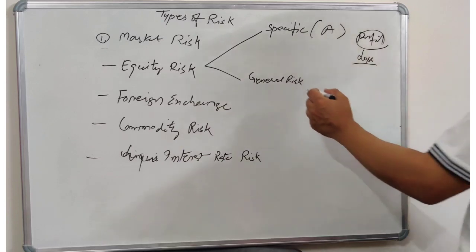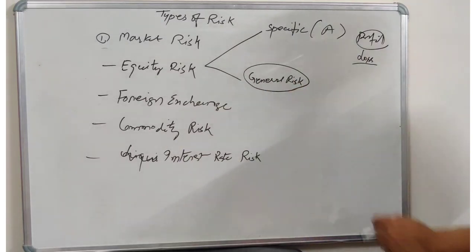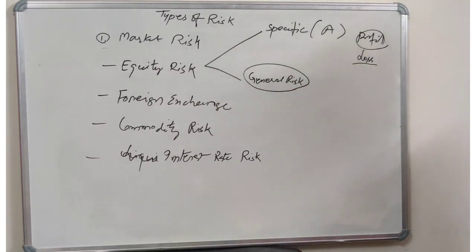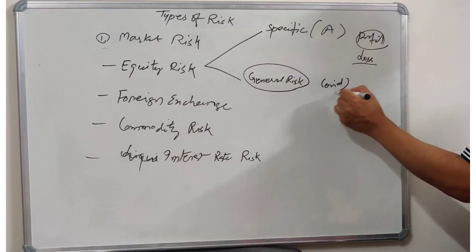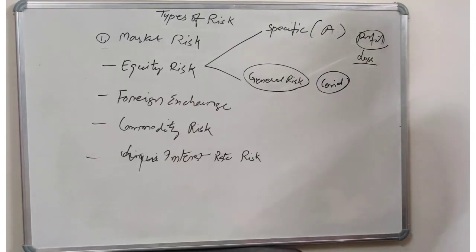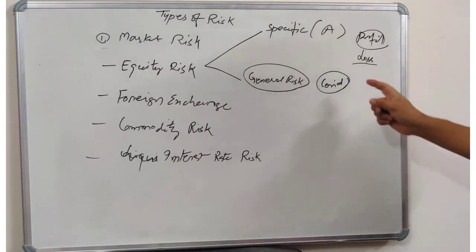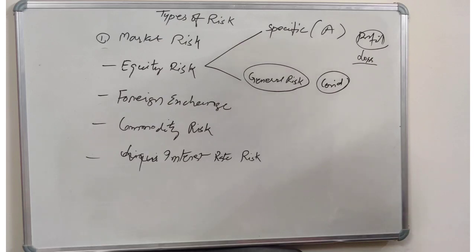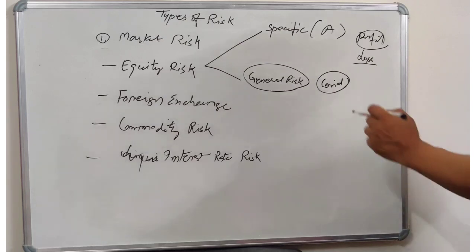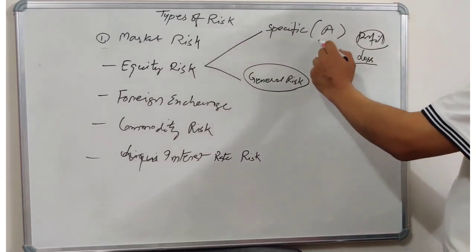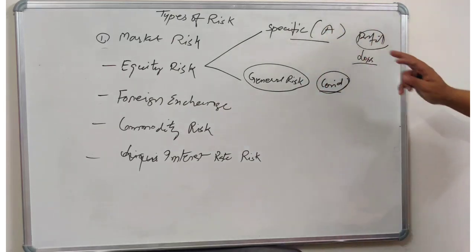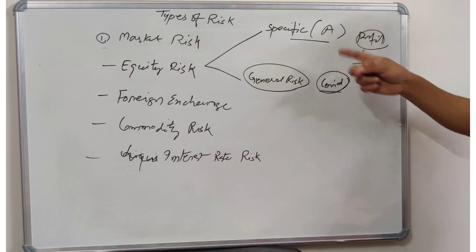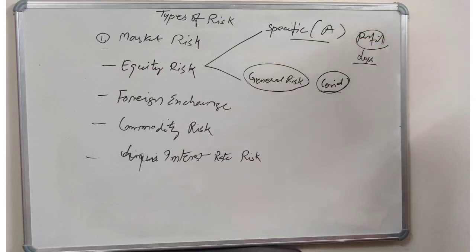And general risk is the risk that is emanating from various sources and which affects the market. Like sometime COVID was there. COVID was not affecting only one particular sector or one particular company. COVID was affecting the global market and the global companies. So this is the general risk, and something related to the company is called specific risk. So equity risk can be broadly classified into specific and general risk.